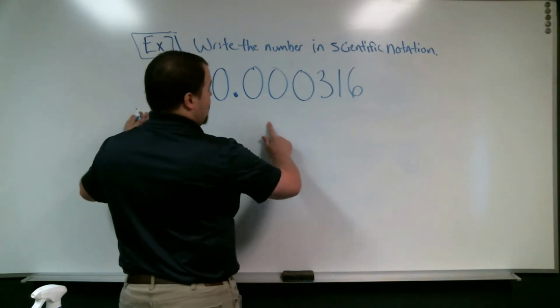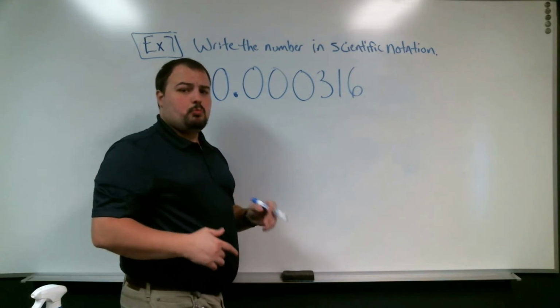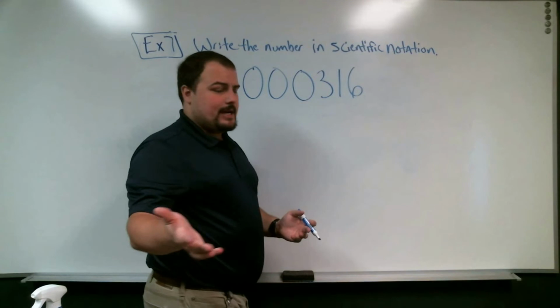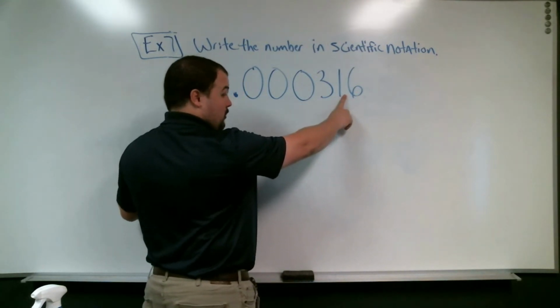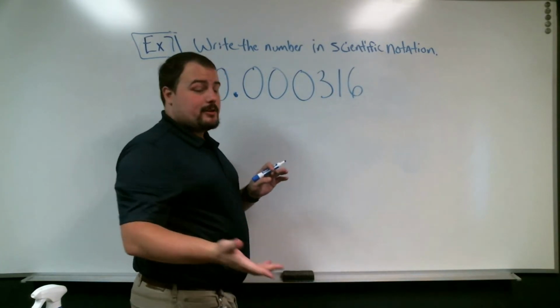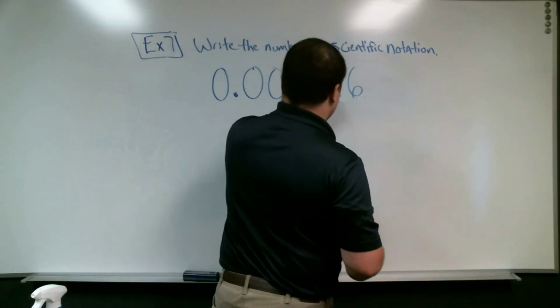Now, if I move this decimal all the way to the end, I would have 316. Well, that's too big. 316 is way bigger than 10. So if I move this decimal between the 1 and the 6, I'd have 31.6. Still bigger than 10. So we would actually have to move this decimal between the 3 and the 1.